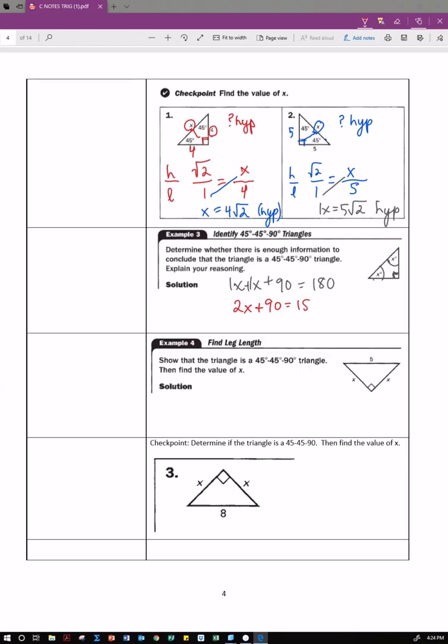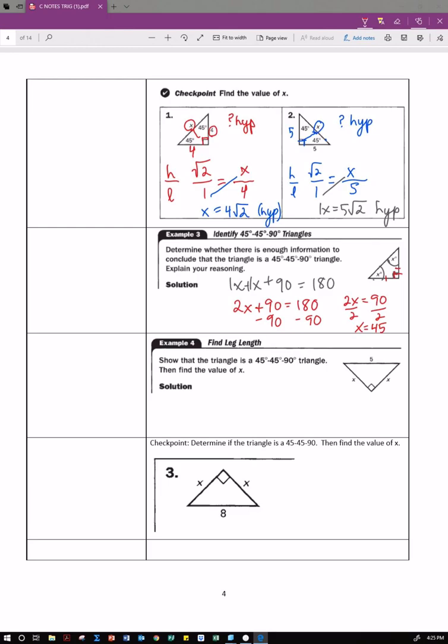Subtract 90 from both sides. And you would get 2x equals 90. Divide by 2. And x would equal 45. So if one is 45, the other one is 45. So that is an isosceles right triangle. And now it says, is there enough information to conclude that this is a 45, 45, 90 triangle? It is. We got two 45 angles and we've got a 90-degree angle. So then that means the legs would be the same, right?